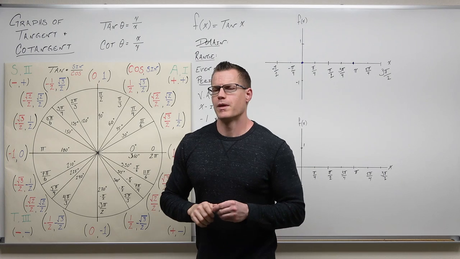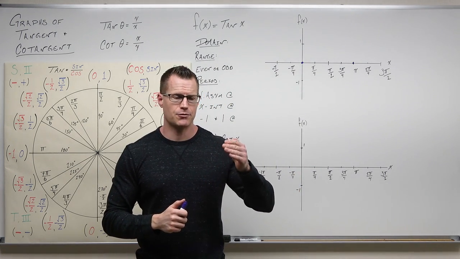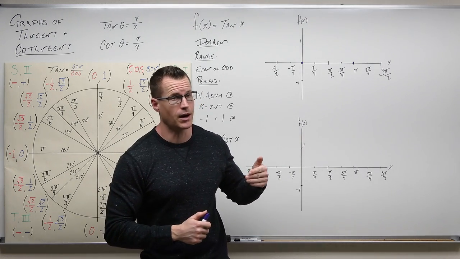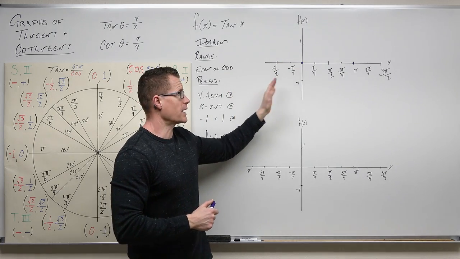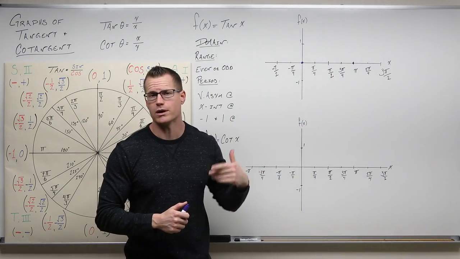And this is true for every multiple of pi. We are going to get x-intercepts every 0 plus k pi or minus k pi. So there's going to be another 0 at negative pi and negative 2 pi, at pi and at 2 pi and at 3 pi. We keep going and going.